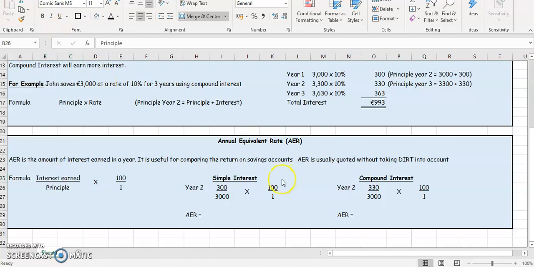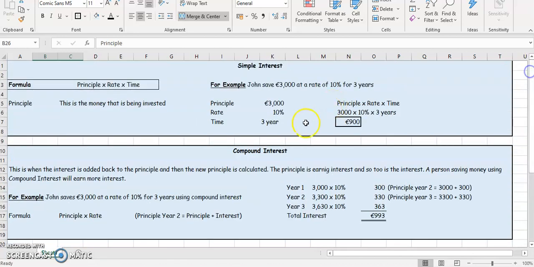So if we take the two examples that we've done previously for simple interest and for compound interest, and we take the interest that we earned in year 2. So in your simple interest that we just did, we're going to earn 300 each year. So we get 3 years. So you divide 3 by 900, it's 300 each year.